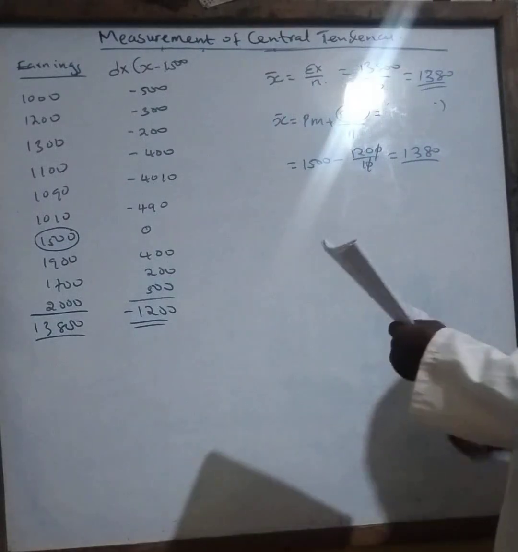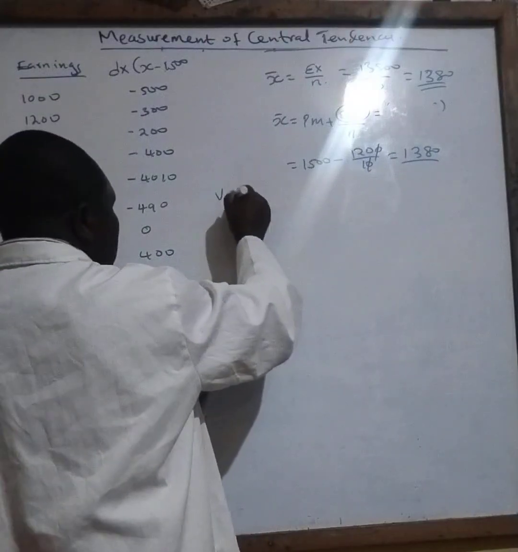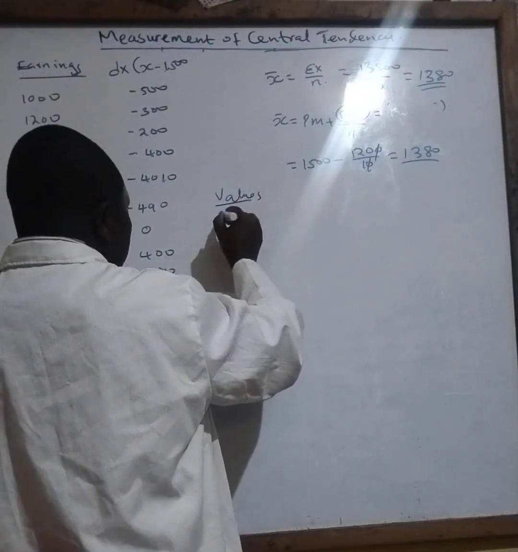So example 2, we have the figures given here. So we have been given example figures. You have the values here. Values. We have 5.